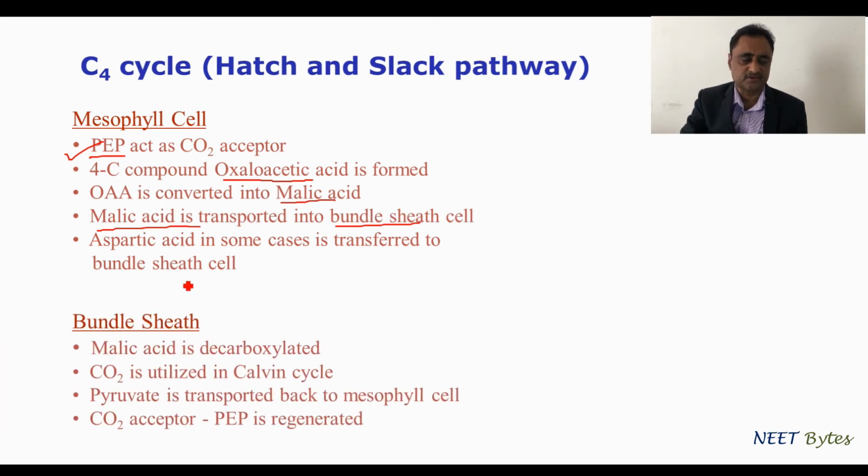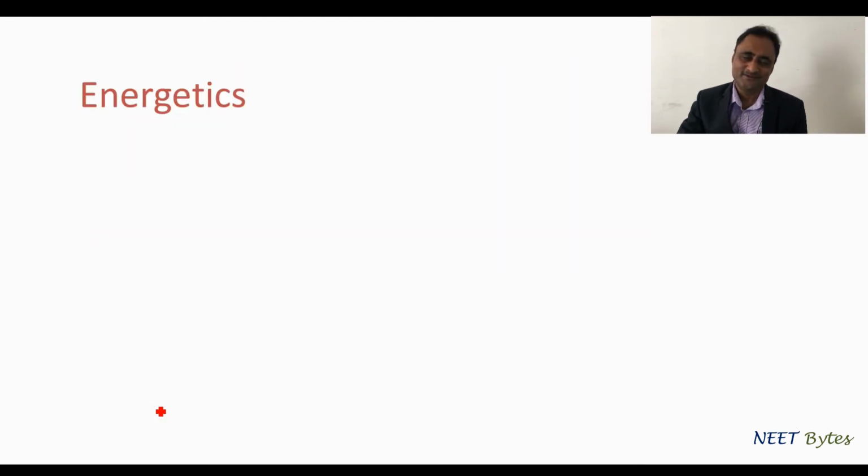As far as the bundle sheath is concerned, malic acid is decarboxylated. So the CO2 is utilized in the Calvin cycle, eventually forming glucose, and pyruvate is transported back to the mesophyll, where it generates PEP, the CO2 acceptor, with the help of 2 ATP molecules. So this is all as far as the C4 cycle is concerned.